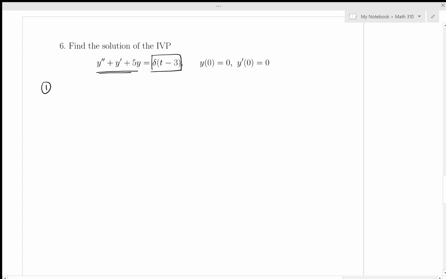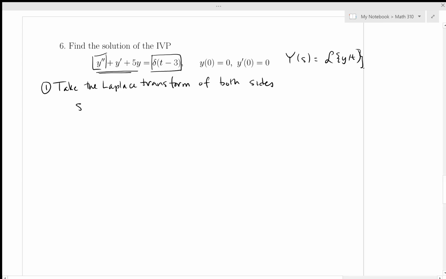So step 1, take the Laplace transform of both sides. Okay, before I start actually, let me just remind you that Y of s is the Laplace transform of y of t. y of t is what we are trying to find. That is the solution to our differential equation. And capital Y of s is the Laplace transform.